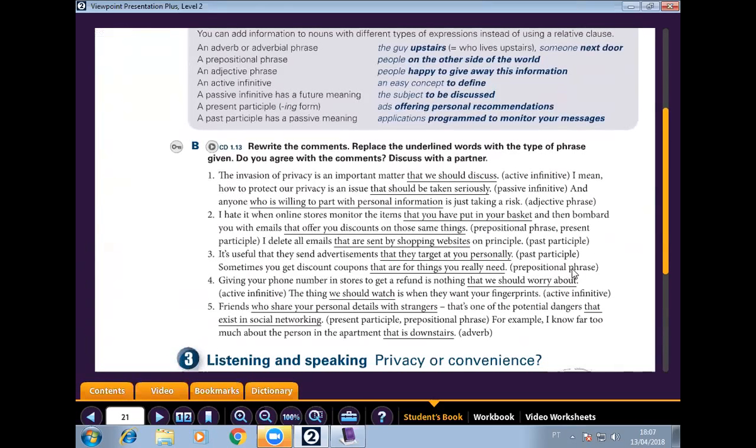One more prepositional phrase here. "That" is a relative pronoun. "Are" is a verb. "For" is a preposition. So "that" and "are" are eliminated. So you say, sometimes you get discount coupons for things you really need. Active infinitive: you just get the verb and write "to." The thing to watch.